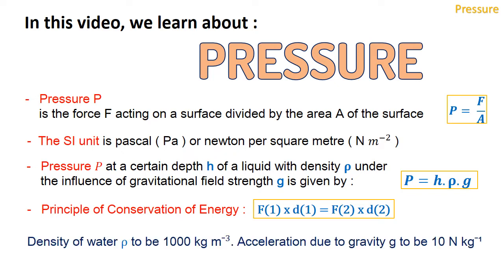Density of water, ρ, to be 1000 kg per meter cubed. Acceleration due to gravity g, to be 10 Newton per kilogram.